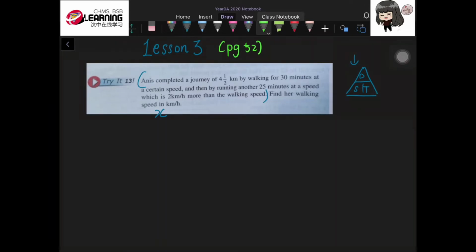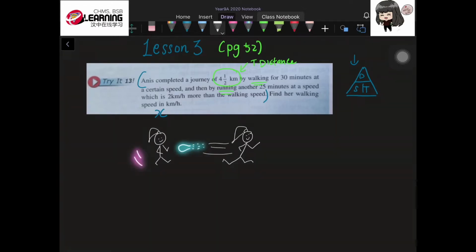Anis completed a journey of 4.5 km. We know that the total journey, the total distance here, is 4.5 kilometer. Anis completed the journey by walking and then running. So Anis is basically walking first. So this is Anis. She's walking. And then she runs. Read the question again. It says she's walking and then she's running. So altogether, it takes up 4.5 kilometer.